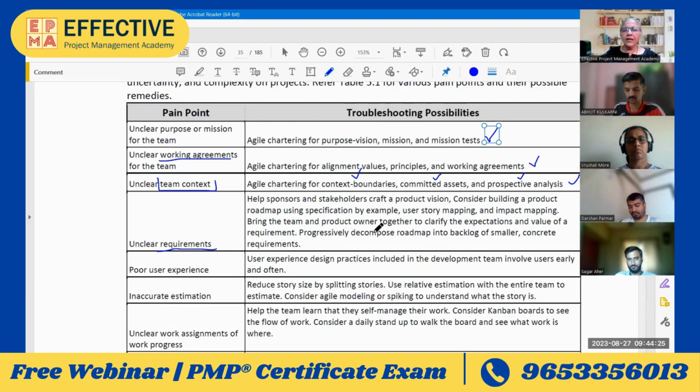Let's see, help sponsors and stakeholders craft a product vision. If the sponsor is not very articulate, very senior people typically say, writing all that down and describing it so that these youngsters, team members can understand, I don't want to waste my time. So many times project managers, scrum masters, facilitators will do it. So help your sponsors to craft a product vision. Consider building a product roadmap. It's a very good idea. Using specification by example, user story mapping, and impact mapping.